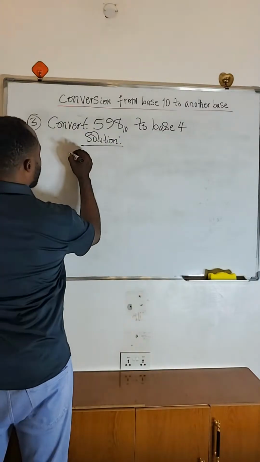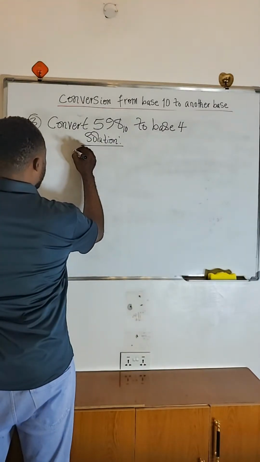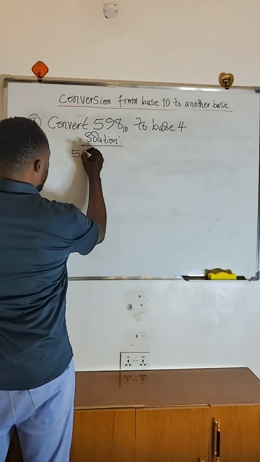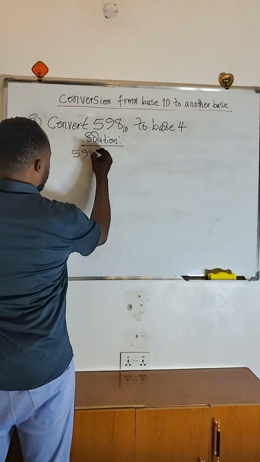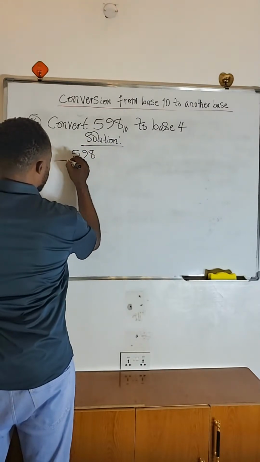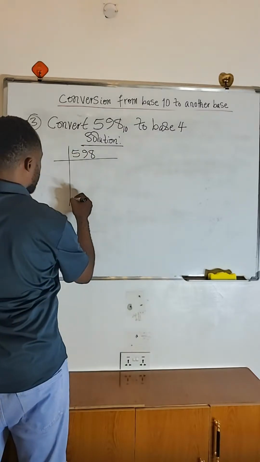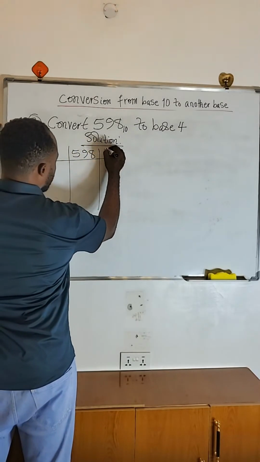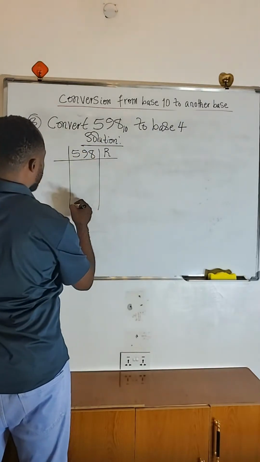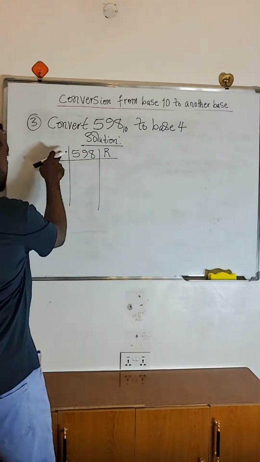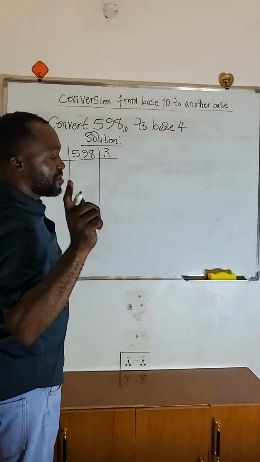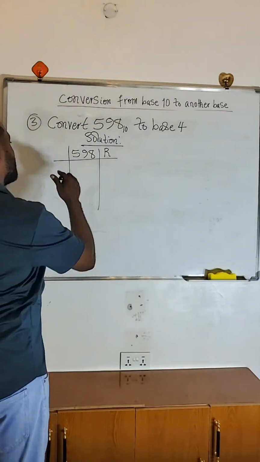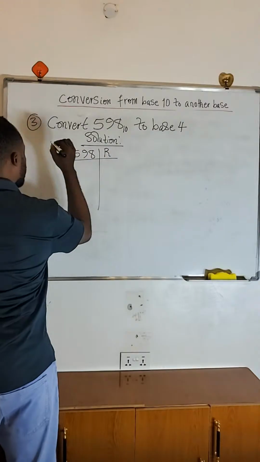So you have 598. Don't forget, this is our column for remainder, and this is our column for the new base that we are asked to convert this number to. So we are going to write 4 here.